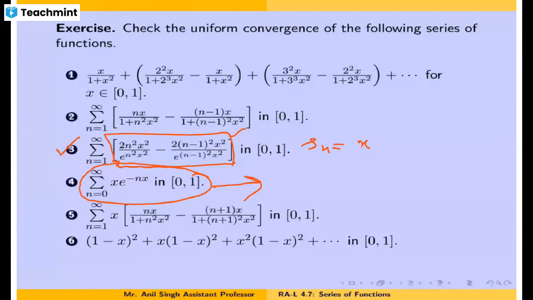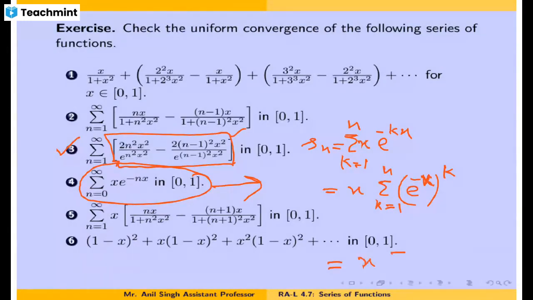Summation, let us take k from 1 to n, it has to be e to power minus kx. So what you can do, you can take x out, and you can write it as x times the sum from k equals 1 to n of (e to power minus x) to power k. You can write it this way. Then you can write again, keeping x outside, k equals 1 to n, and this is nothing but x for the time.